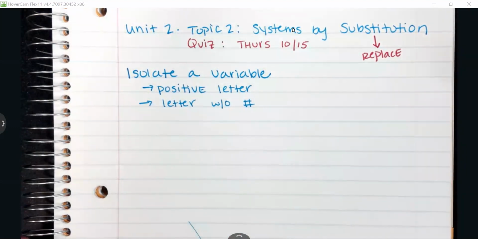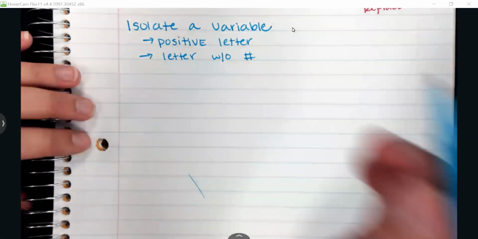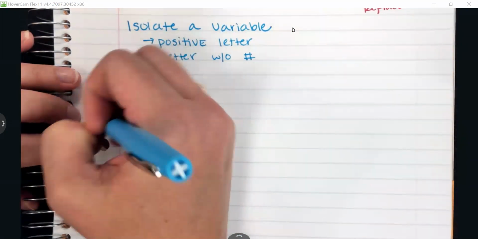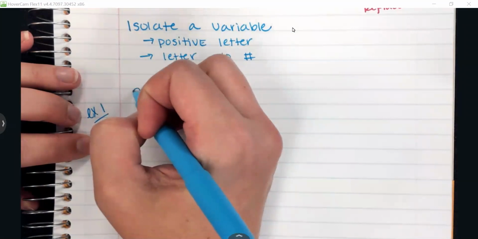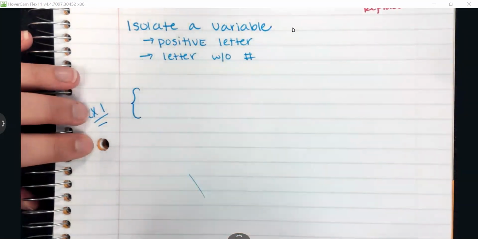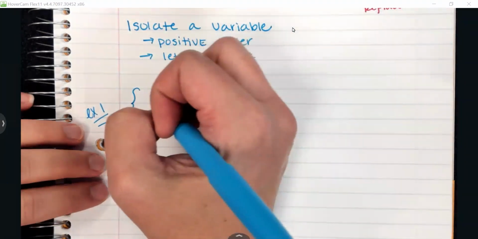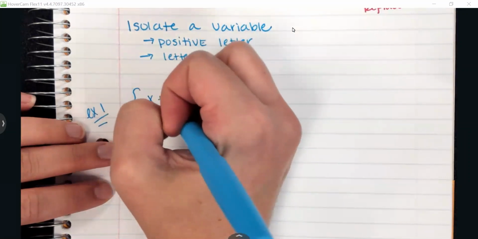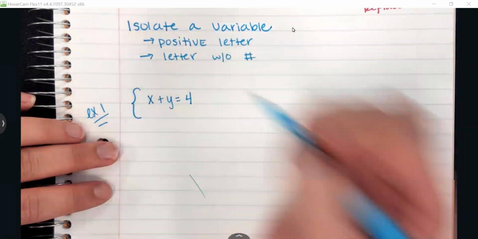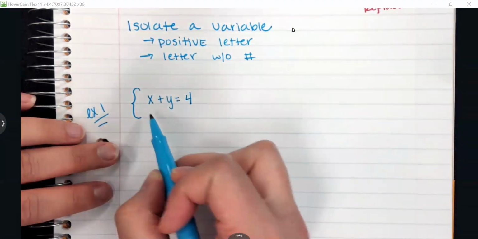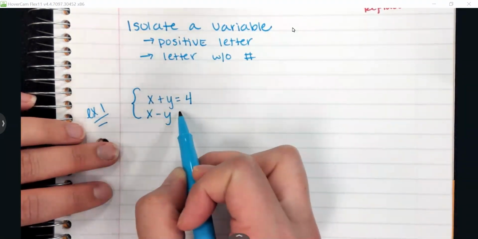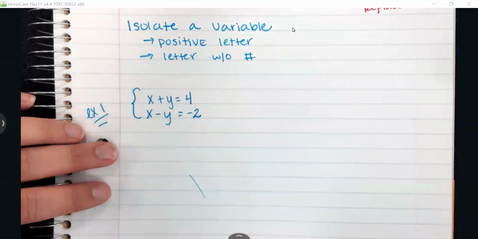So let's go start a problem and I'll ask you questions as we go. So here's example number 1. A system is 2 or more equations. We're going to use 2 equations today. And then possibly tomorrow, if not Thursday, we will do 3 equations, okay? So my first equation says x plus y equals 4. My second equation equals x minus y equals -2.